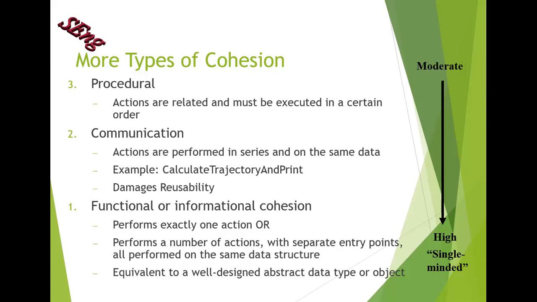Second is communication cohesion, in which actions are performed in series and on the same data. Example: calculate trajectory and print. Damages reusability. Procedural: actions are related and must be executed in a certain order.